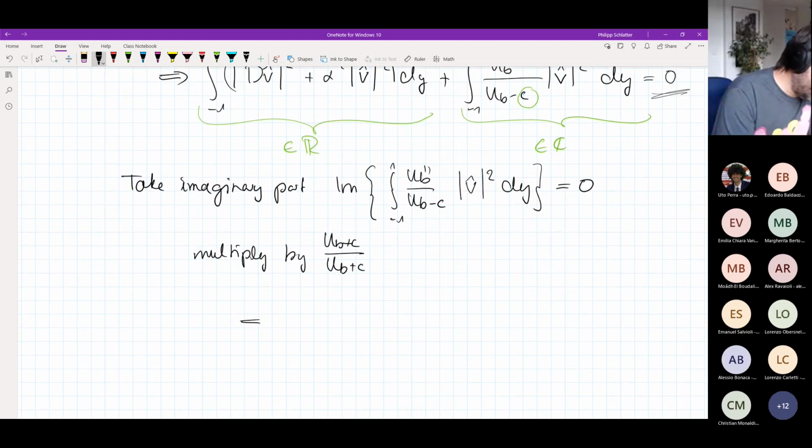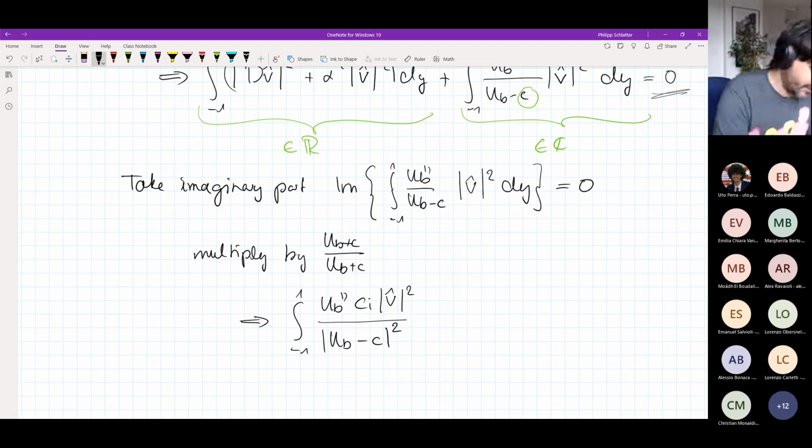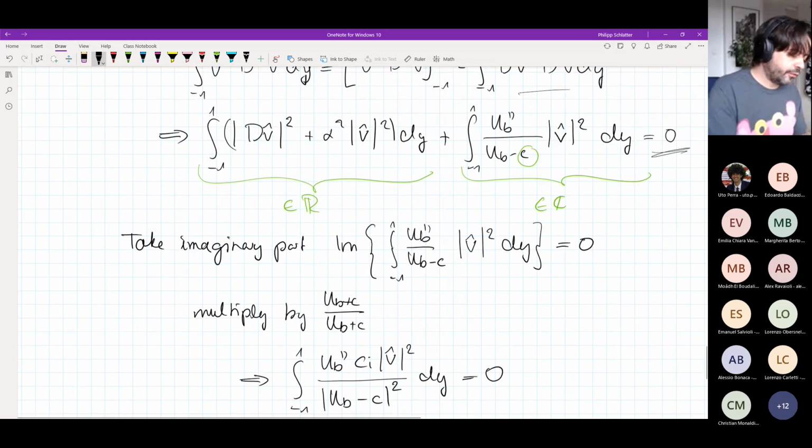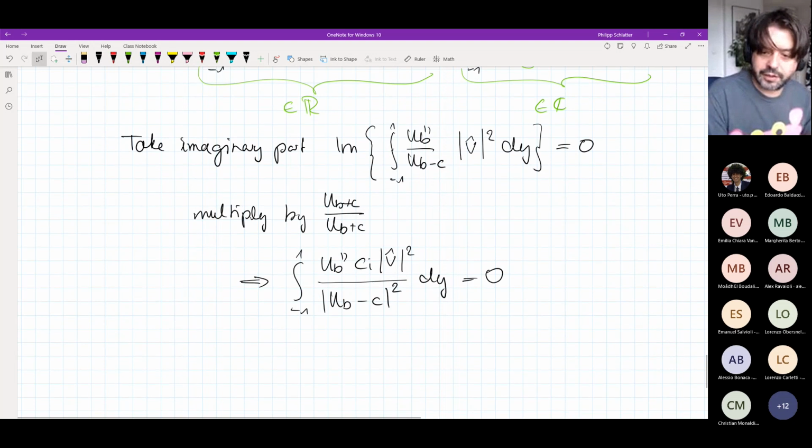So if we do this multiplication, what we get is then the integral from minus 1 to 1 of ub double prime ci times v hat squared divided by ub minus c squared, dy is 0. So this is now the imaginary part of our equation. Now comes the argument of Rayleigh. So we see that this needs to be 0.